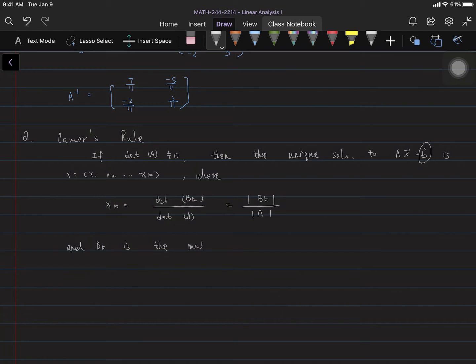And Bk is the matrix obtained when the k-th column of A is replaced by B.